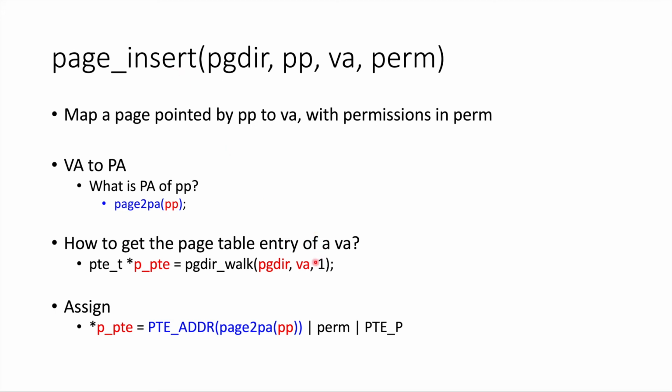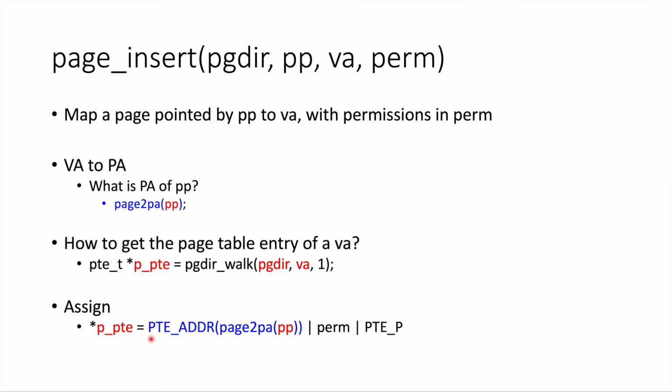So we use the number 1 for the create argument. Then it will return the address of the page table entry. And then we will finally assign this physical address to the page table entry. So pp is a virtual address, and then get the physical address of the pp by running page2pa, and then change that to only remain the top 20 bits.